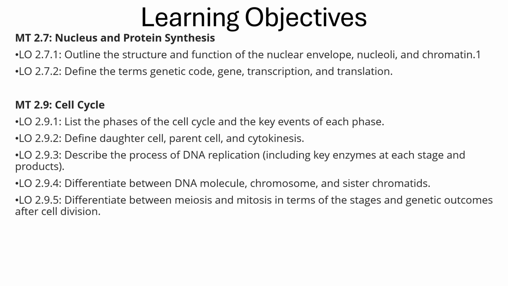Our learning objectives for this lesson are going to be 2 bullet points of the nucleus and protein synthesis. We're going to talk about the structure and function of the nuclear envelope, nuclei, and chromatin. We're going to talk about the genetic code, gene, transcription, and translation. And we're going to talk about the cell cycle. So the cell cycle, you've seen this in middle school and in high school biology. So we're going to cover that.